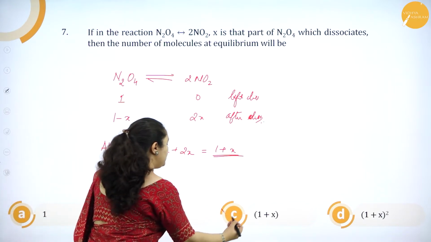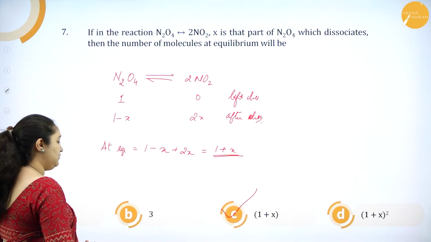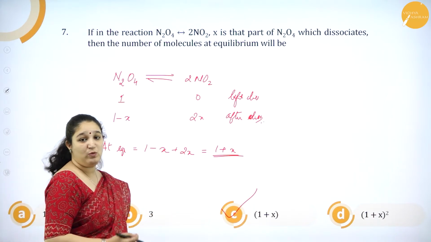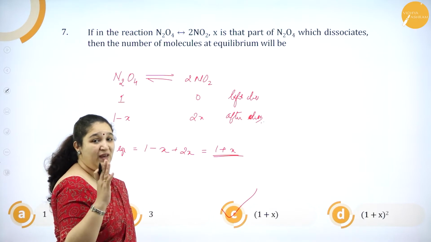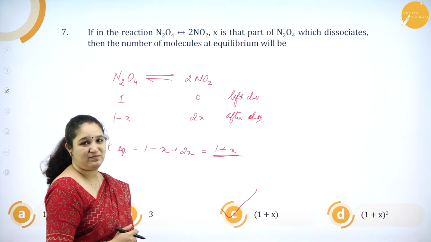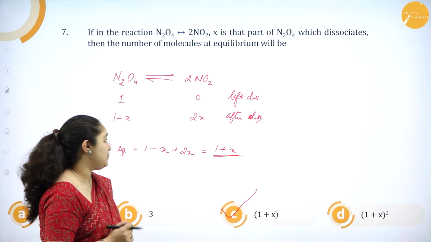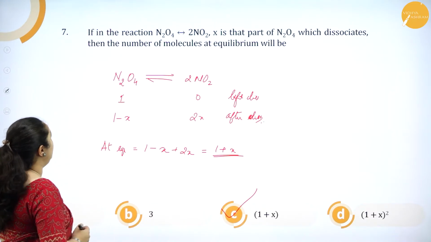So, which is the correct answer? It is option C. It cannot be 1. It cannot be 3. It cannot be 1 plus X square. It should be 1 plus X. So, I hope you have understood this one. We will go to the next question.